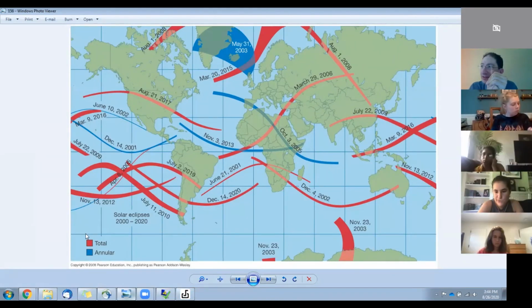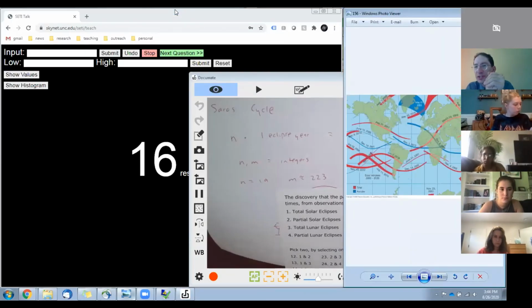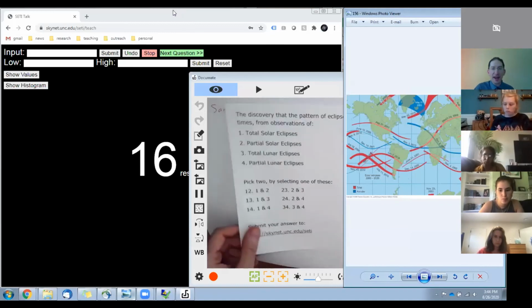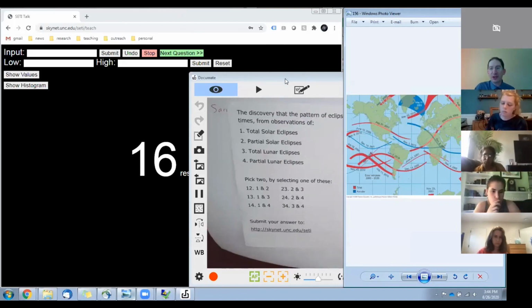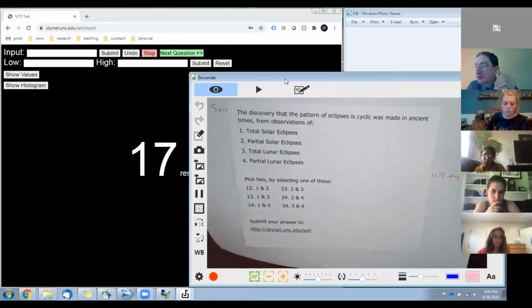Just to wrap up with the e-poll, which I think I've kind of given away most of the answer now, but we'll give you a shot at it, and then I'll answer any remaining questions. So the question is about the discovery of this pattern. It was discovered before even written history. We find evidence of this in the archaeological record. There are many archaeoastronomical sites out there. But anyway, did they figure this out by watching total solar eclipses, partial solar eclipses, total lunar eclipses, partial lunar eclipses? Pick 2 is how this works.